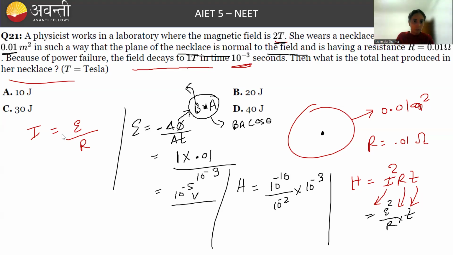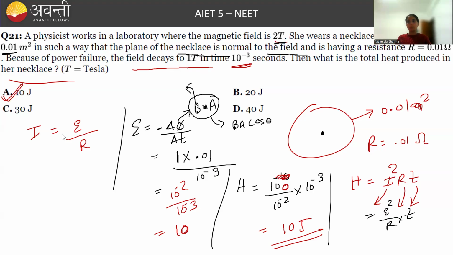Okay, here I have calculated the EMF incorrectly. I solved it mathematically wrong. This is 10 to the power minus 2 by 10 to the power minus 3. So this is equal to how much? 10. EMF induced is 10. So let's remove it. This is E square, meaning 10 squared, 100. So this is going to be equal to 10 joule. So the correct answer will be A. Okay. Calculation should be done properly.